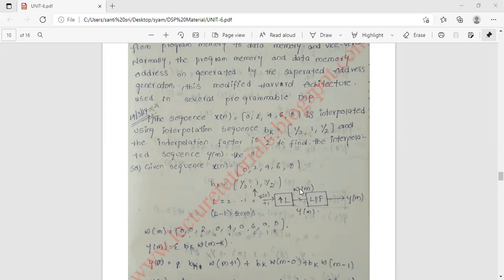w of m is nothing but the output of this one. What is this? This is the upsampler. Okay, right? So here the interpolation factor is given as 2. So the L value is 2. So we have w of m equal to x of n by 2. Okay, so here we have L equal to 2.